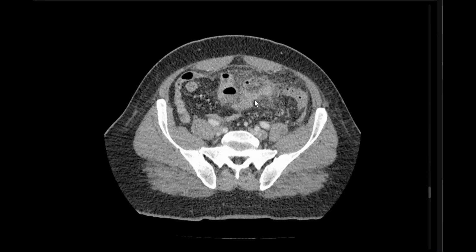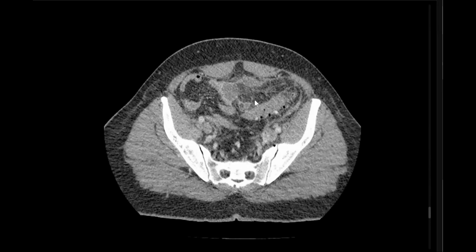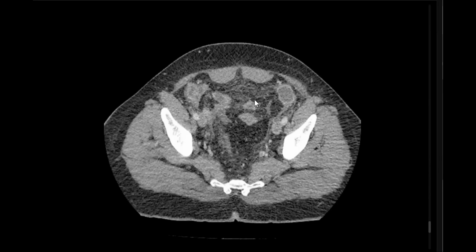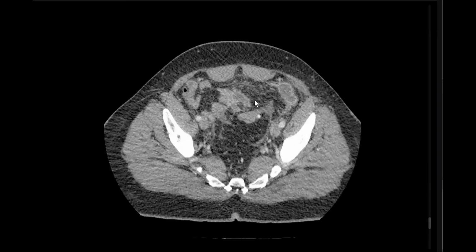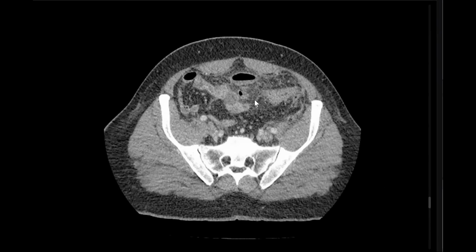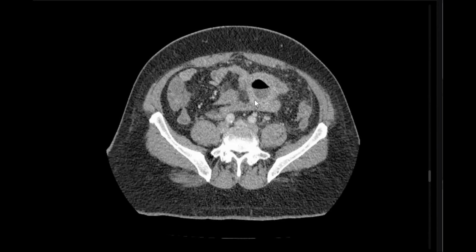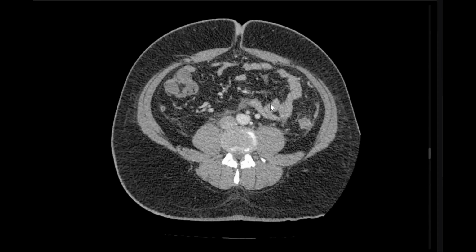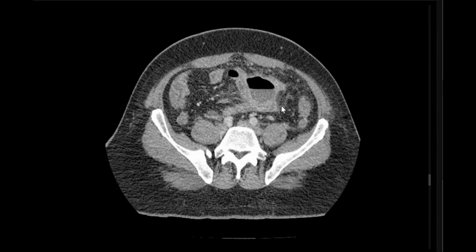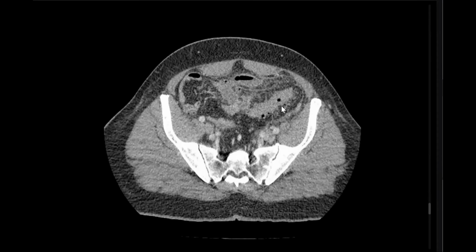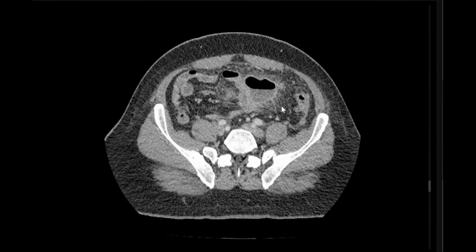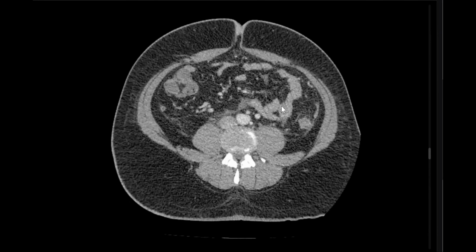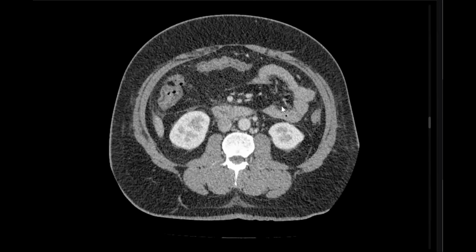So my provisional diagnosis for this case would be acute diverticulitis complicated by perforation. I'll scroll through the rest of the images to see if there are any associated complications, such as thrombophlebitis of the inferior mesenteric vein. What else as a complication should you look for? I'll ask for the lung window to see if there is any pneumoperitoneum.